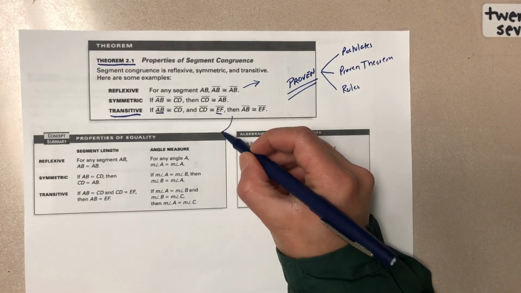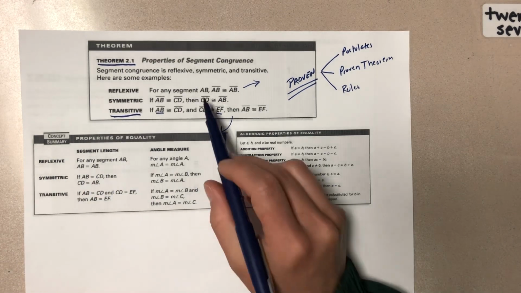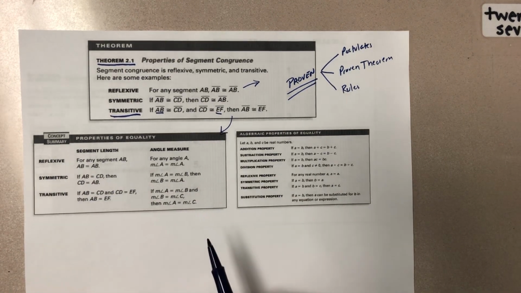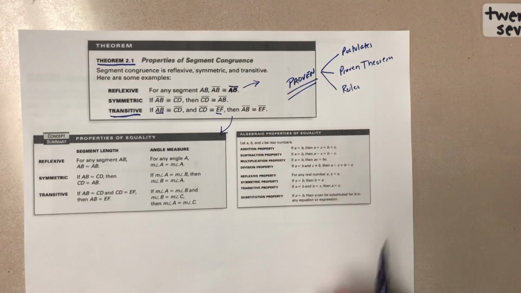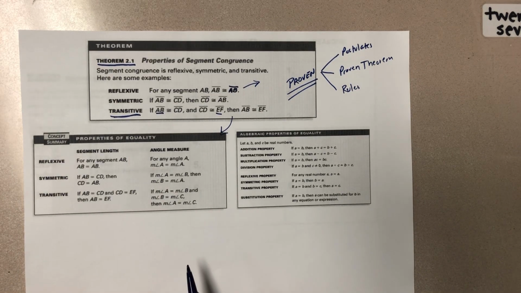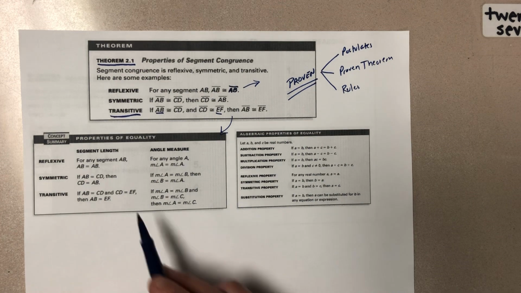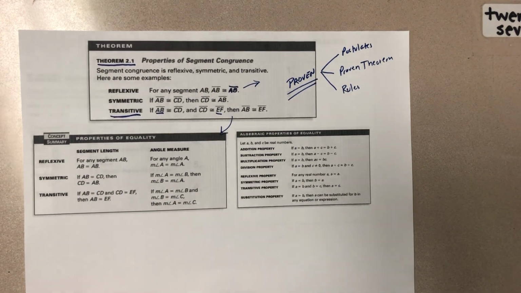The other thing I want us to see is from section 4, our properties of equality. So these are very similar to the properties of segment congruence. The only difference is that with segment congruence, we're talking about segments, so you'll see the line above each length. But under properties of equality, we're just talking about the lengths. So it's the same concept. Instead of using line segments, we're using the lengths.